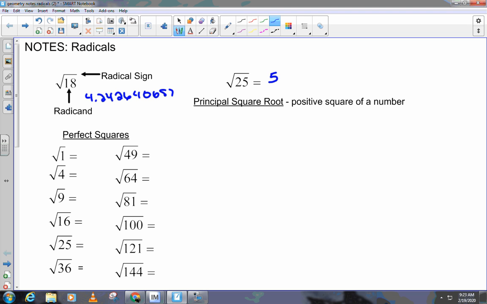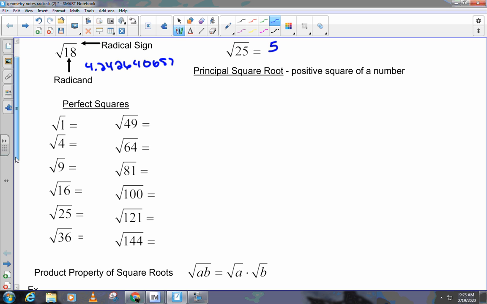And so what I've done here is I've listed several of your perfect squares. I'm going to talk about a couple of other ones here in just a moment. But this right here is considered an approximation. Even though it fills up the calculator, it still is not an exact answer. This is an exact answer, and we're going to talk about the difference between the two.